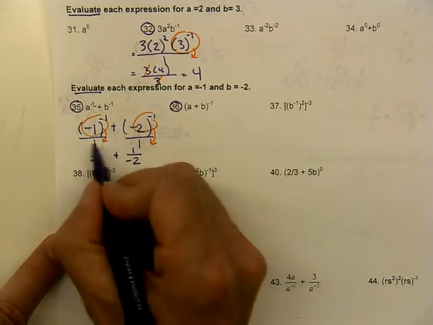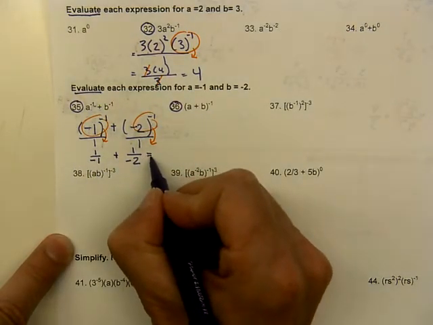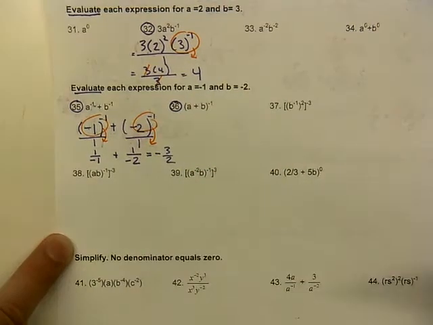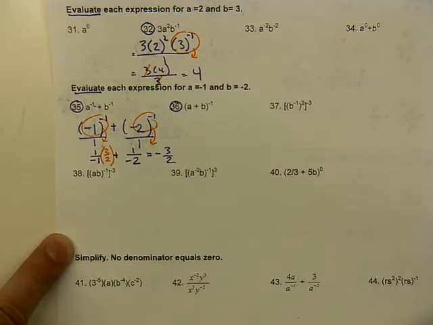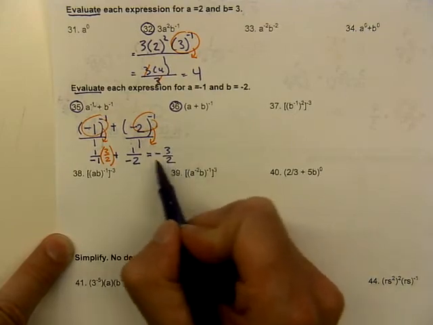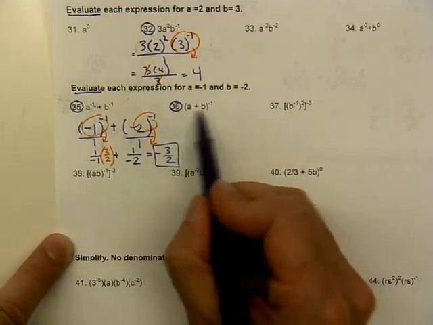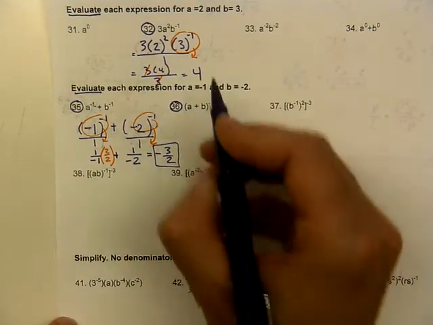So we have to add a negative 1 with a negative 1/2. So that's a negative 1½. You can think of it as negative 3/2. What we're doing here is we're creating a common denominator of 2. So we have negative 2/2 combined with a negative 1/2. That's how we get the negative 3/2. So there's your result.